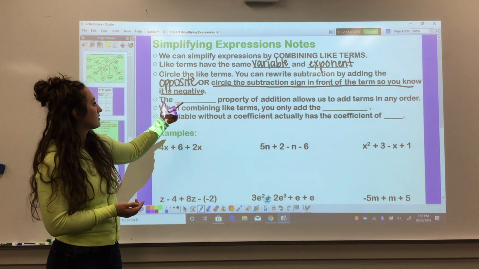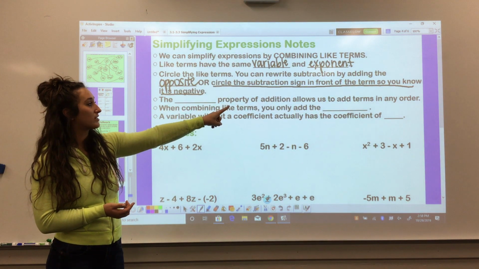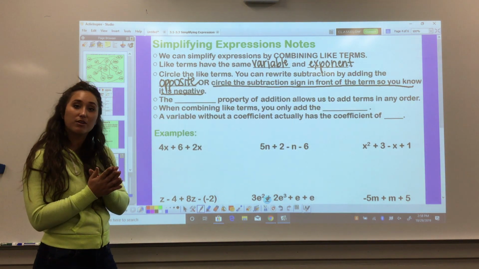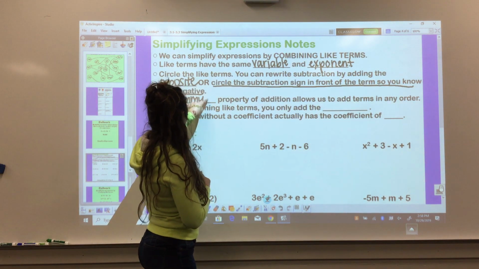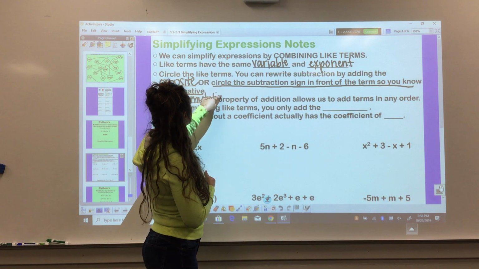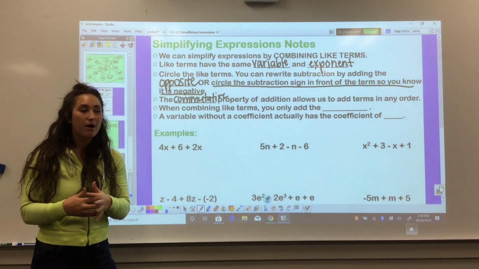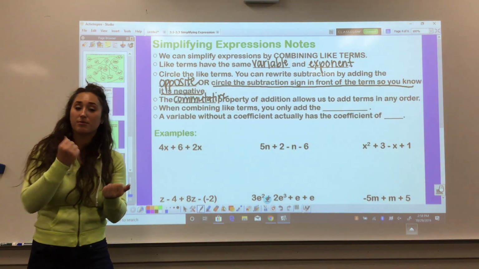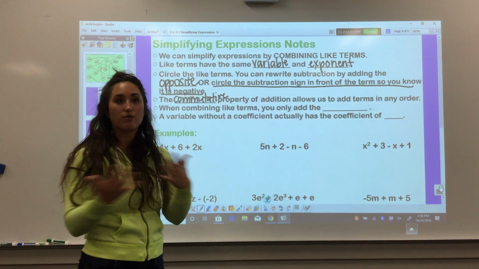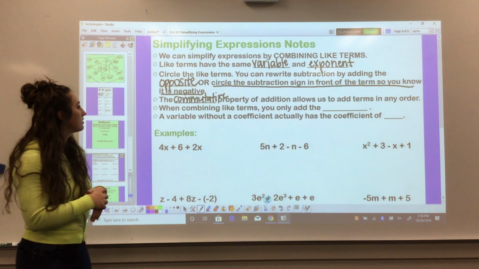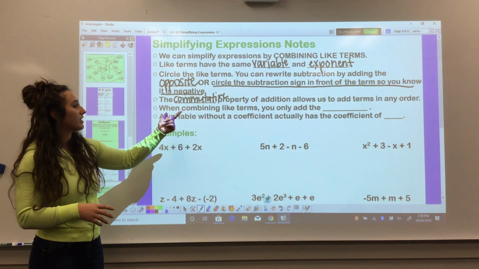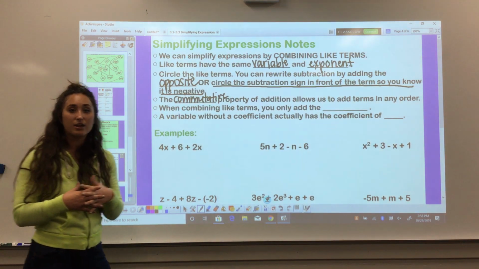Next, the property that allows us to add terms in any order, that's the commutative property. Okay, remember the commutative property says that I can add 3 plus 5 or 5 plus 3. It doesn't matter the order that I add things in. Next, when we combine like terms, we are only adding the coefficients.